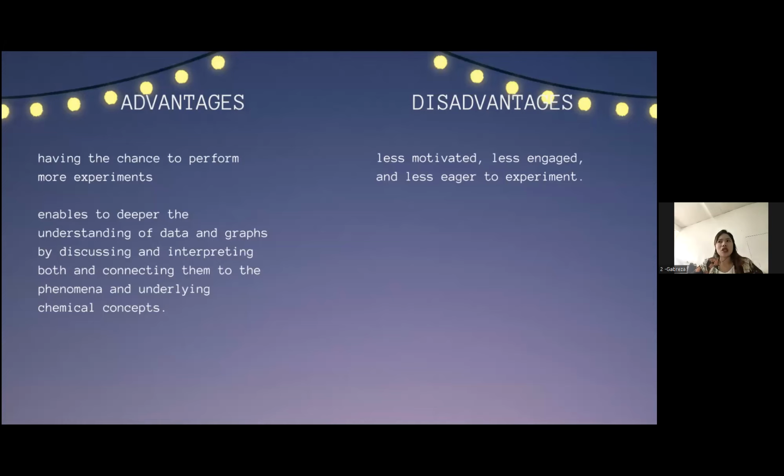So, advantages. One, having the chance to perform more experiments. Second, it enables a deeper understanding of the data and graphs by discussing and interpreting both and connecting underlying chemical concepts. So you have all the time to do experiments, but the disadvantage is you become less motivated, less engaged, and less eager to do experiments. So those are the differences when ICT or technology, siya na yung mag-dominate, will dominate the students inside the classrooms.